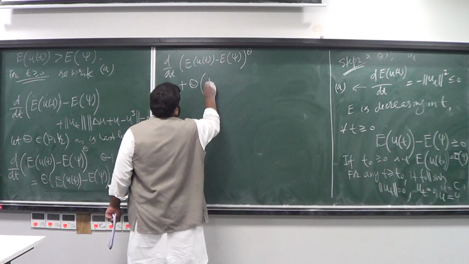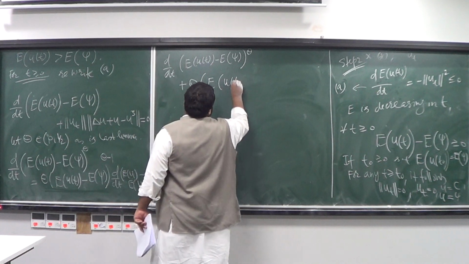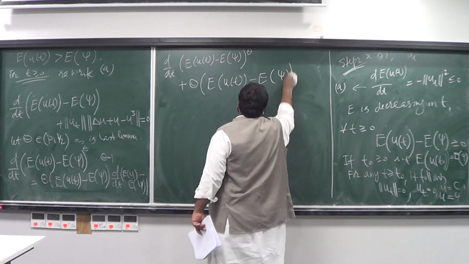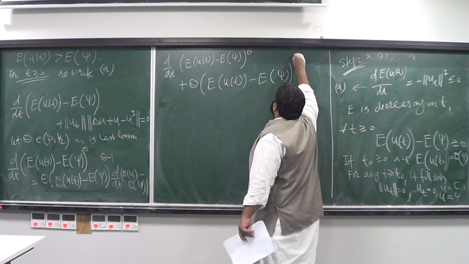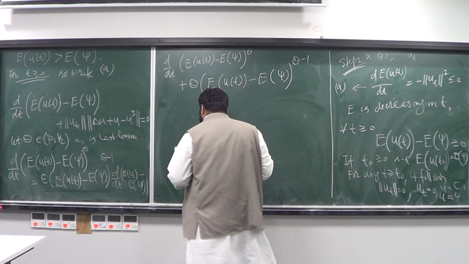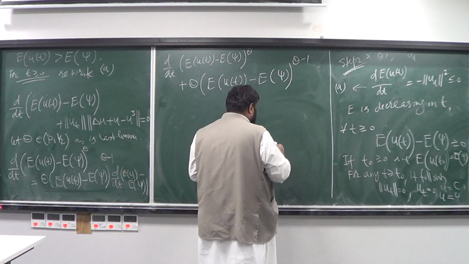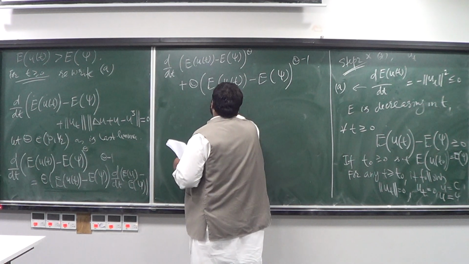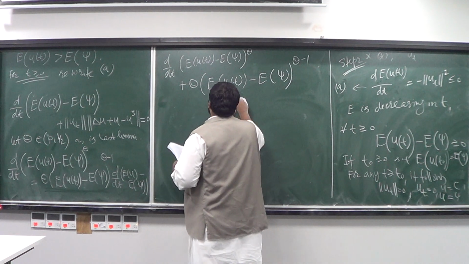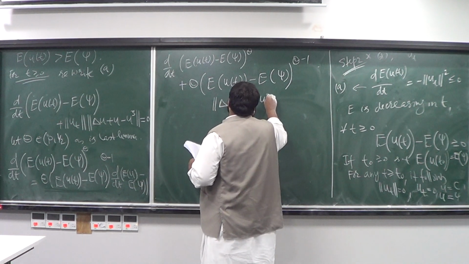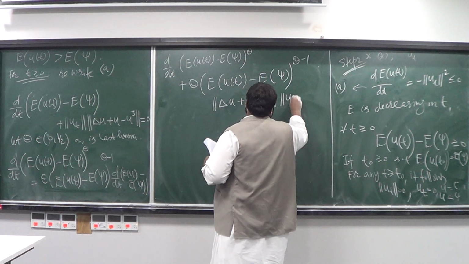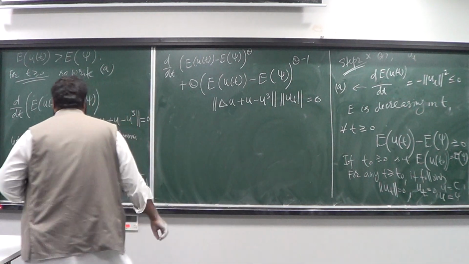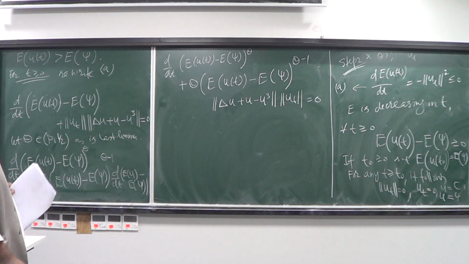Plus theta times (E(u(t)) minus E(psi)) to the power theta minus 1, times the norm of Laplace u plus u minus u cubed, multiplied by the norm of u_t, equal to 0. So this is what you're going to get actually. I hope you got this simple calculation.